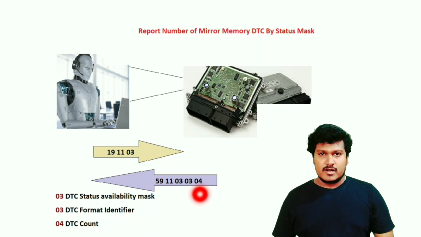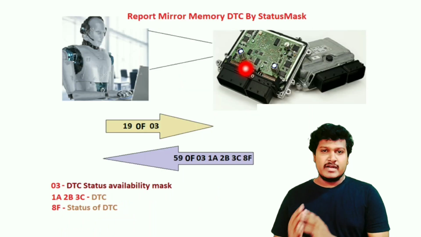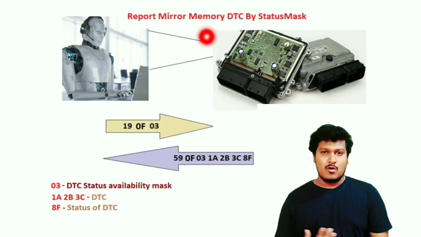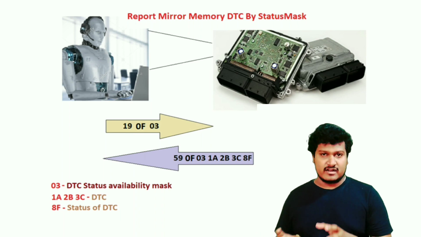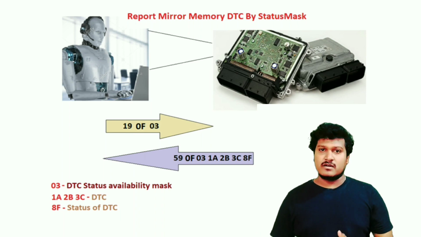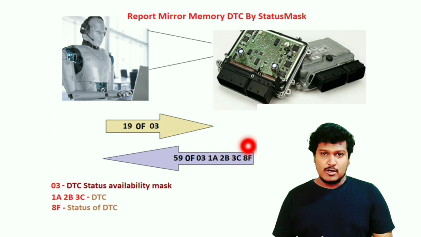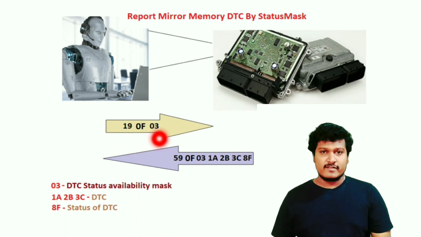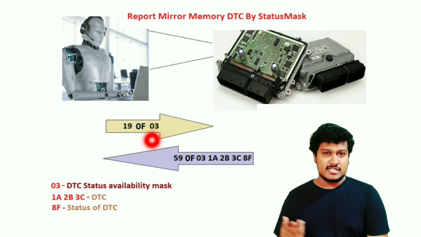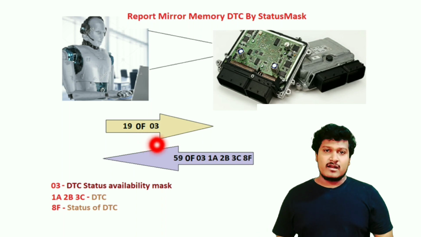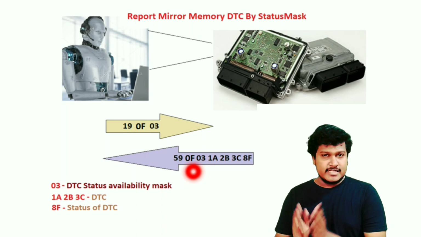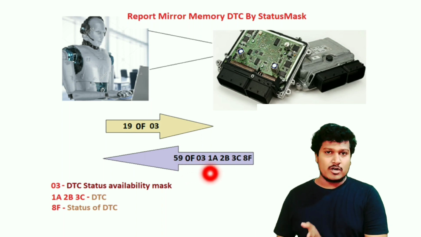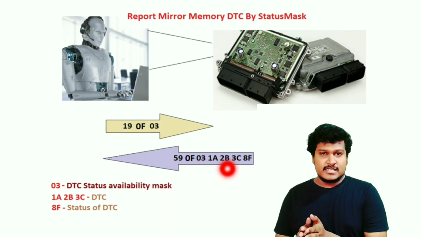The next subfunction is report mirror memory DTC. We have learned how to get the number of mirror memory DTCs, and this is exactly which mirror memory DTCs are present at the time of the request. For that we can give the request 19 0F. 0F is the subfunction to request the mirror memory DTC by status mask. Again 03 is the status mask we request, and the response we get is 59, then 0F, then 03 again, acknowledging what we requested.